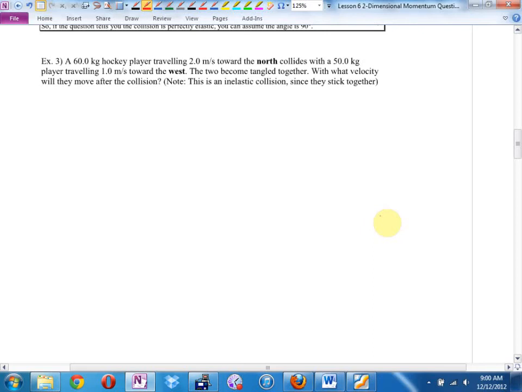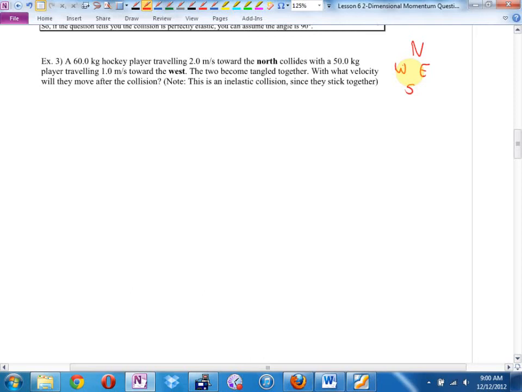Here we go. A 60-kilogram hockey player traveling 2 meters per second towards the north. They gave me a compass, so I'm going to go north, east, south, west. Somewhere on my diagram, the number of times I've mixed up east and west would astonish you. So a hockey player traveling 2 meters per second towards the north collides with a 50-kilogram player traveling 1 meter per second towards the west. The two become tangled together, which means it's an inelastic collision because they stuck together.